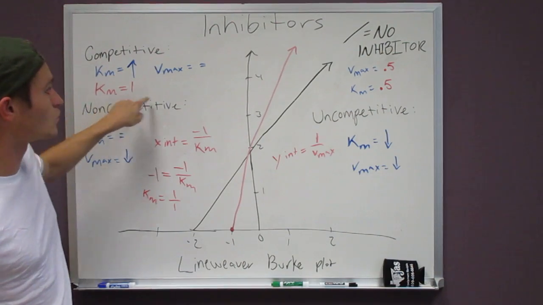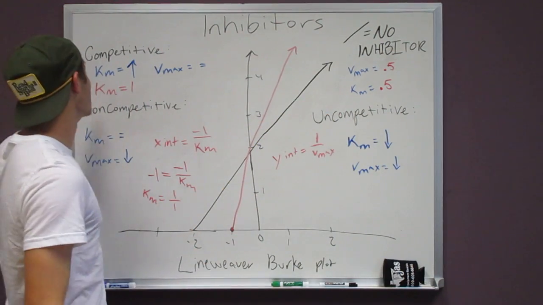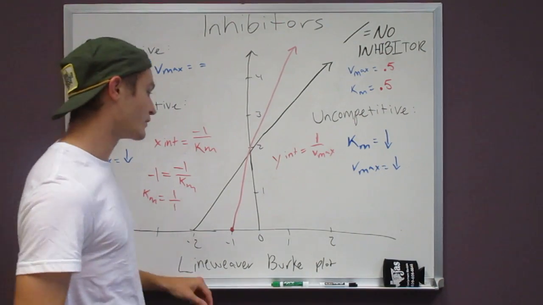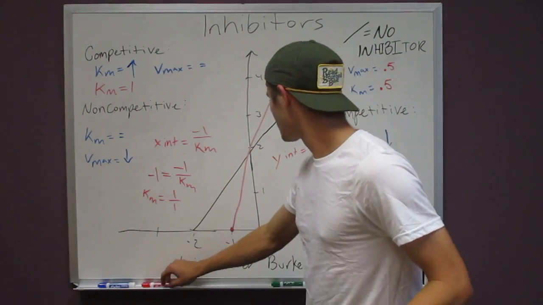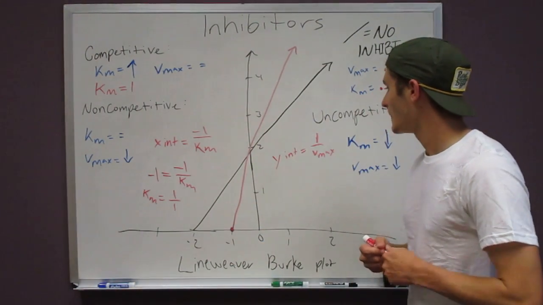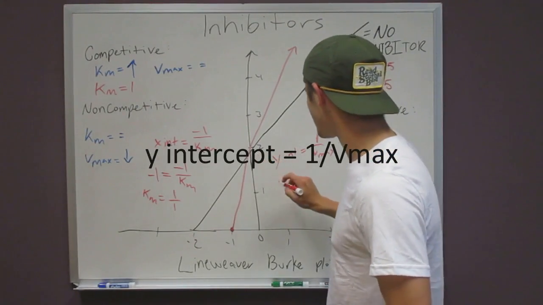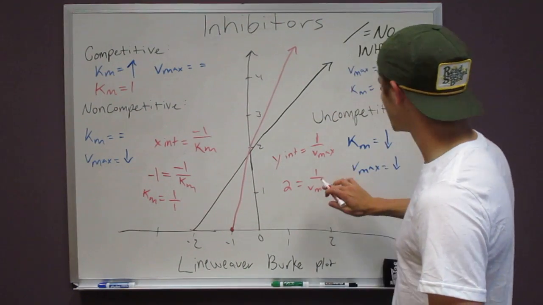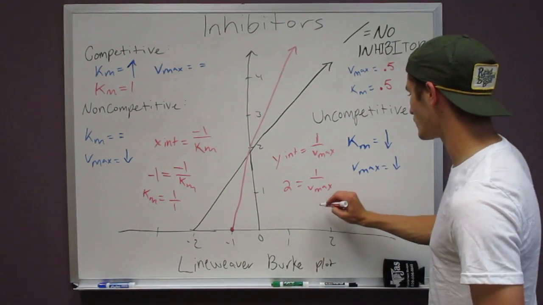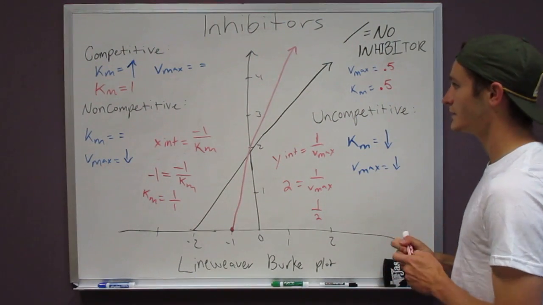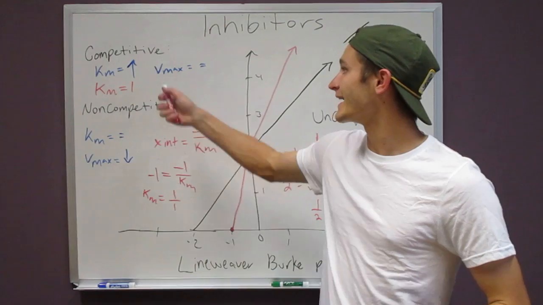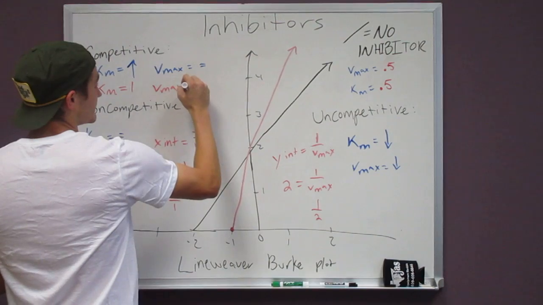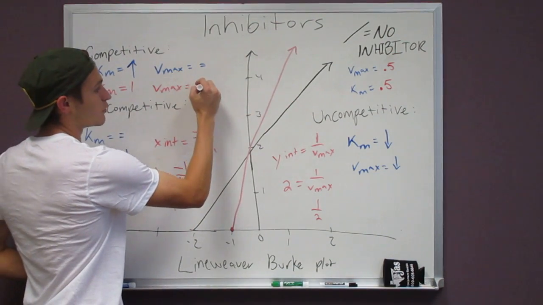So Km equals 1, versus Km equals 0.5. Which is greater? Competitive inhibitors will always have a greater Km than what it would look like without an inhibitor. So let's do the same for the y-intercept. The y-intercept is 2 and equals 1 over Vmax. We're trying to find the Vmax here. We switch these two, that would equal 1/2, which is 0.5. And what do we know about competitive inhibitors? They have the same Vmax. So Vmax, as calculated, would also be 0.5.